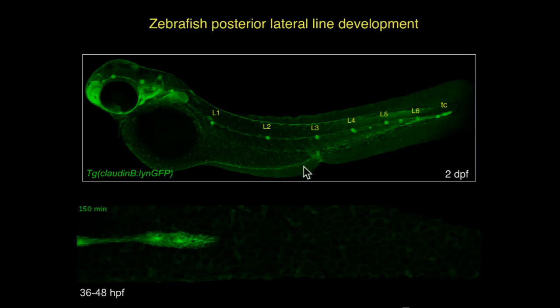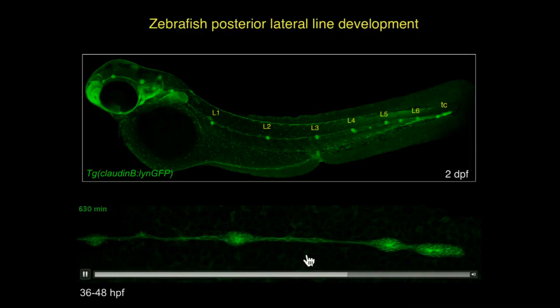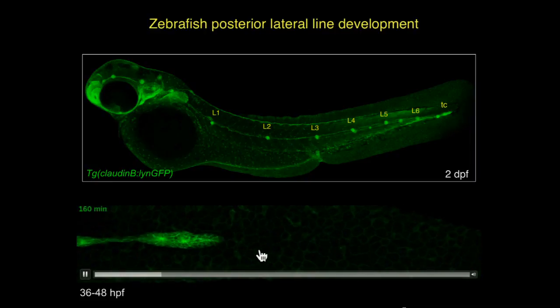The lateral line develops very nicely through the migration of the lateral line primordium, this cohort of approximately 100 cells that migrates along the trunk of the embryo between 24 and 48 hours of development, depositing these mechanosensory neuromasts as it goes.